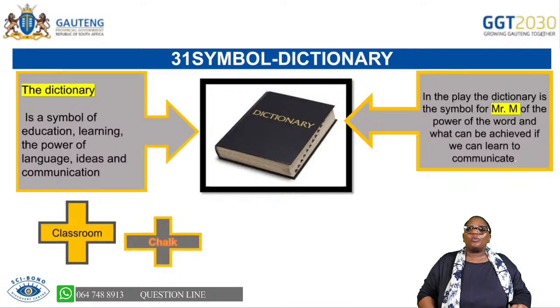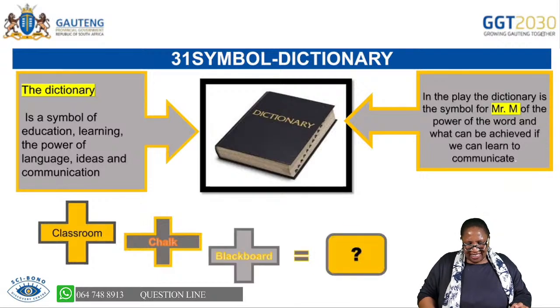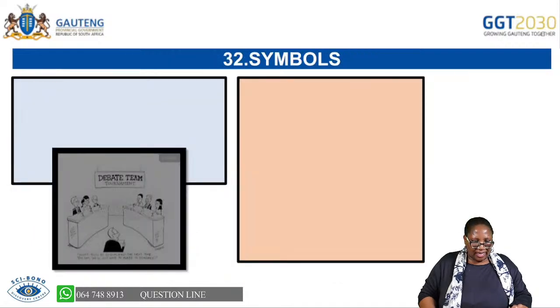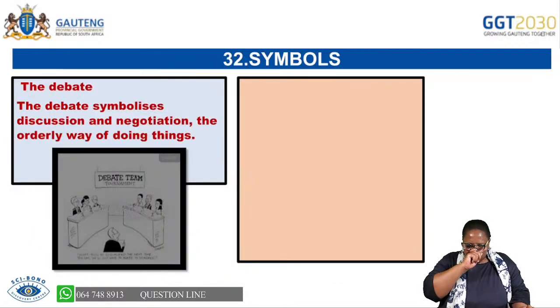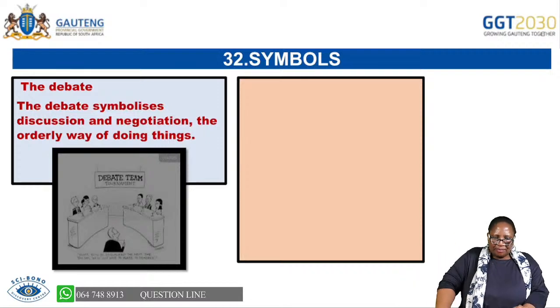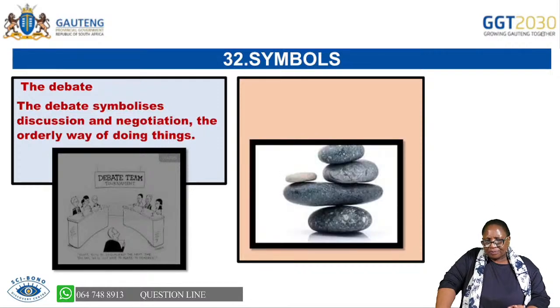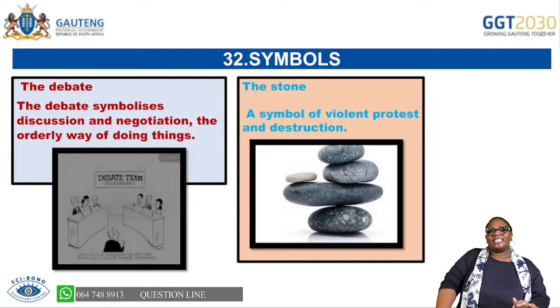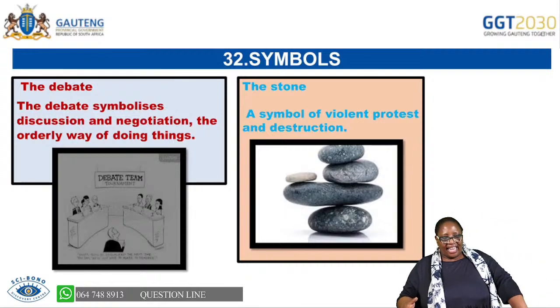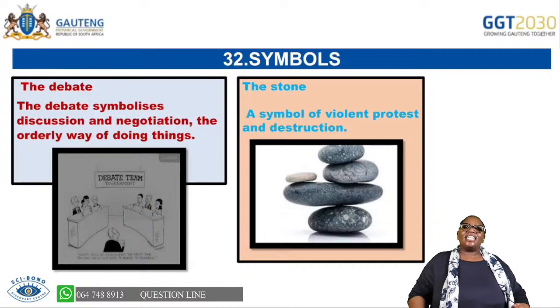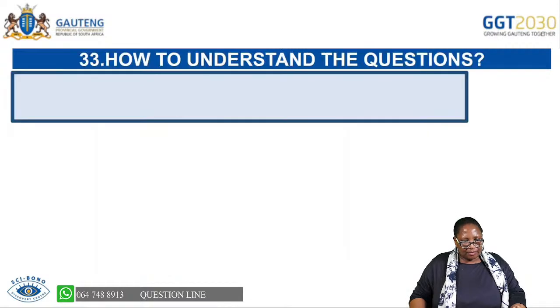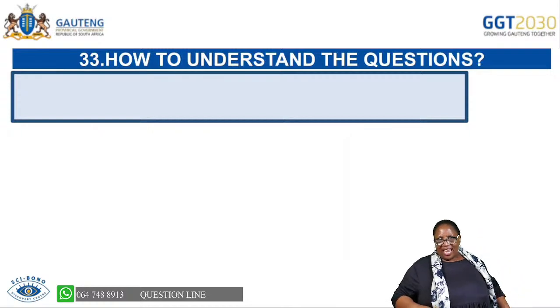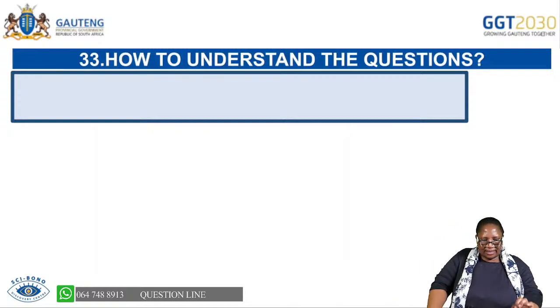So we have a classroom, we have chalk, we have a blackboard, and that equals what? It equals education. What does a debate symbolize? It symbolizes discussion, negotiation, and an orderly way of doing things. On the other hand, we have our timing, and the activists want to do what? Violent protest. They throw stones, and there's destruction. I want us to look at the following ways of answering questions.